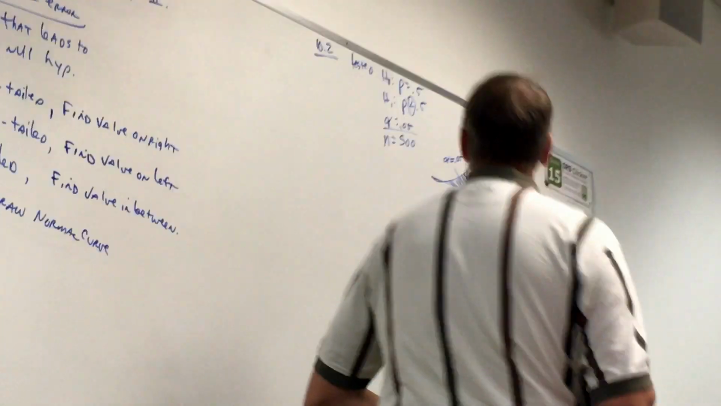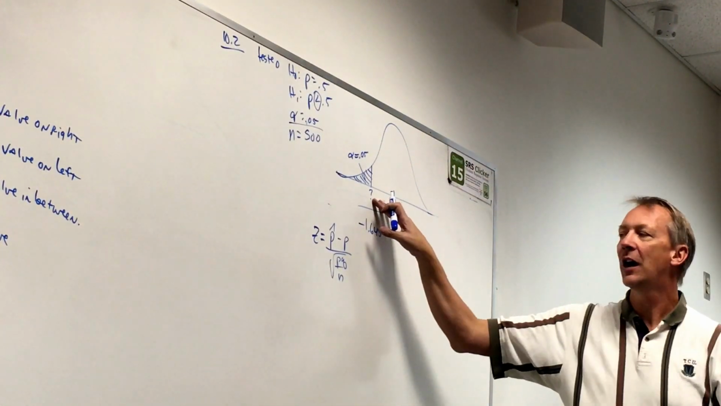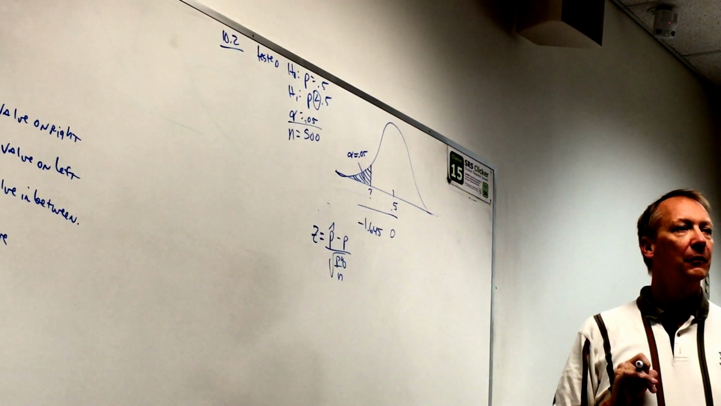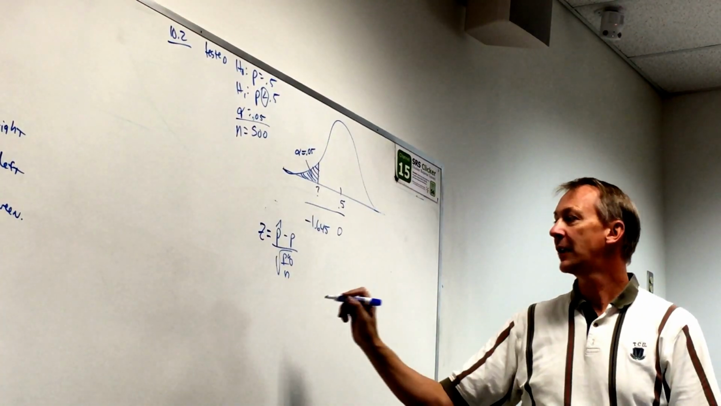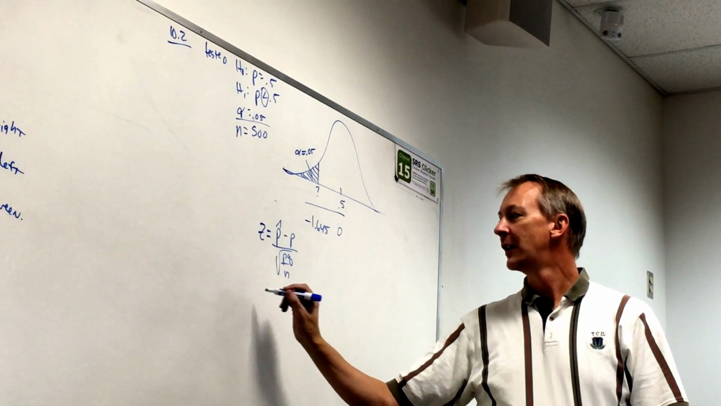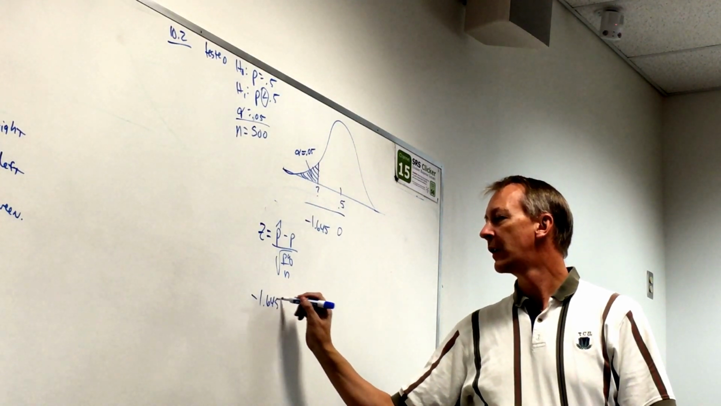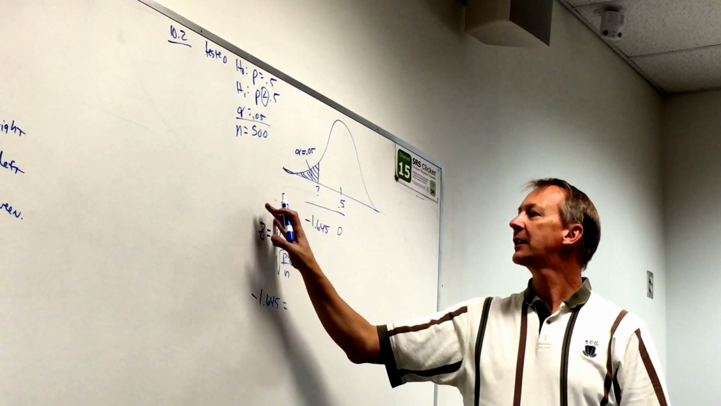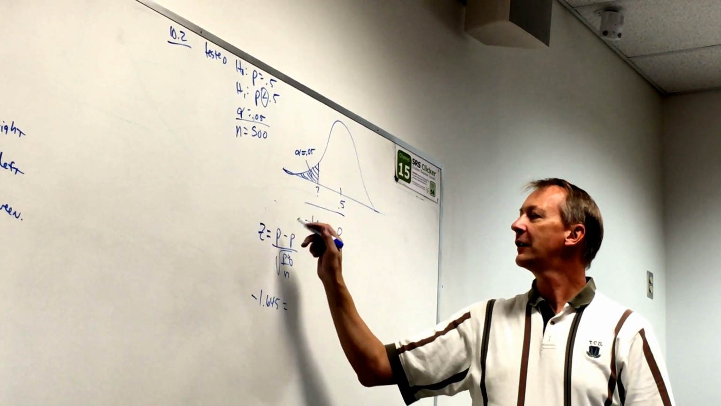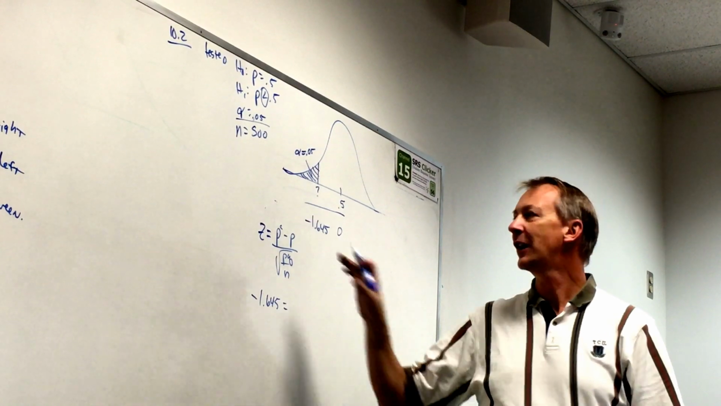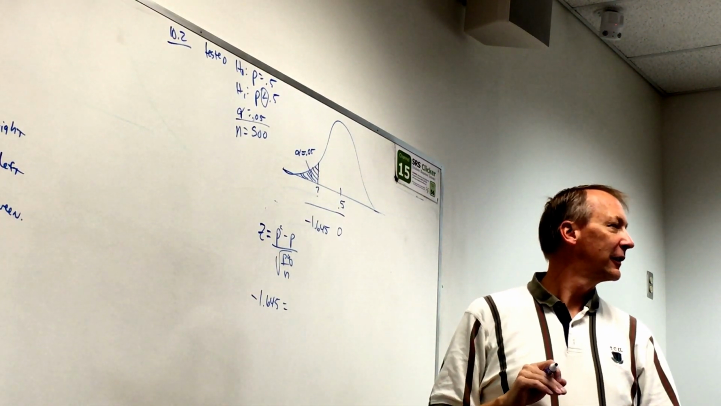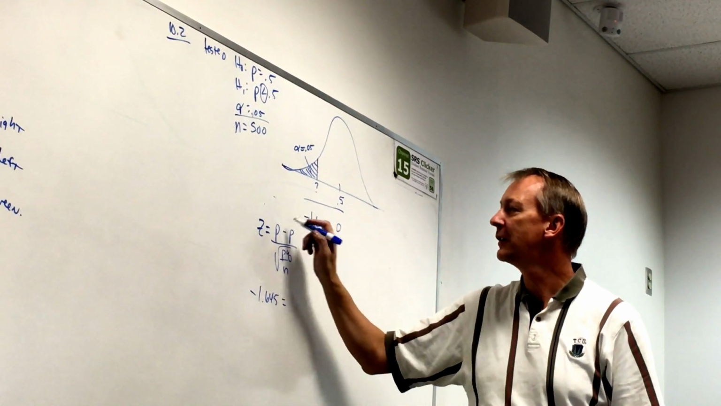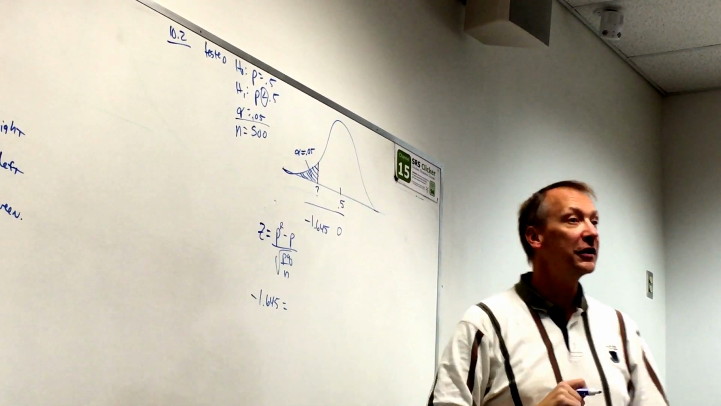Okay. So now I need to find this value. What do I do? Negative 1.645 equals... Instead of calling this p hat, I'm going to call this p critical, or p reject. It's this value here, your rejection decision.